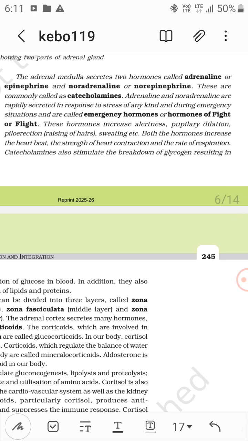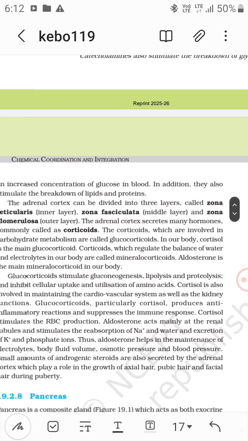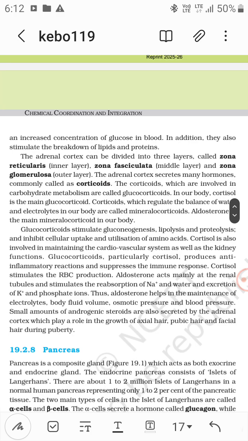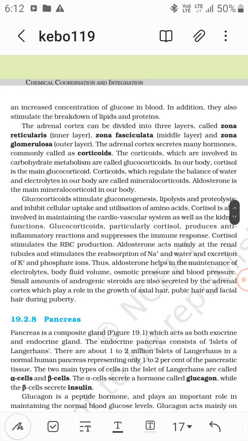Both the hormones increase the heartbeat, the strength of heart contraction, and the rate of respiration. Catecholamines also stimulate the breakdown of glycogen, resulting in an increased concentration of glucose in blood. In addition, they also stimulate the breakdown of lipids and proteins.